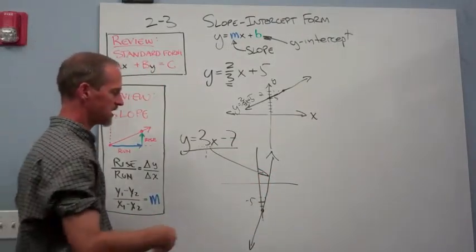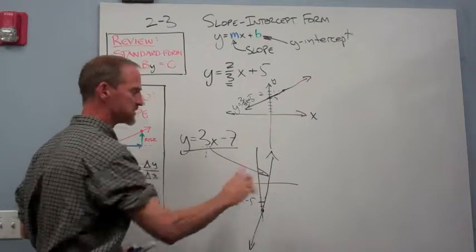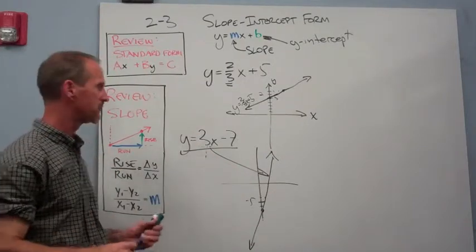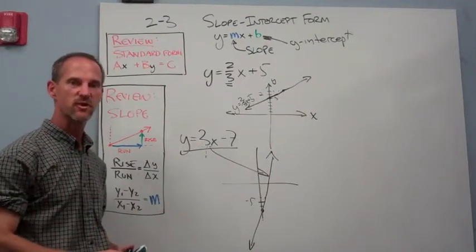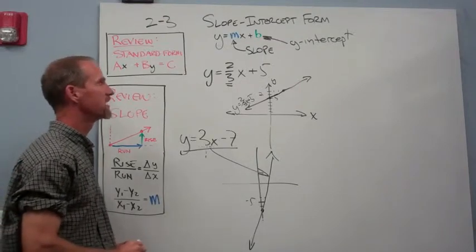Common mistakes are going over 3 and up 1, flipping your numbers. Just be really careful. That's where you as the student have to do your homework and practice, practice, practice. All right, good luck with that.